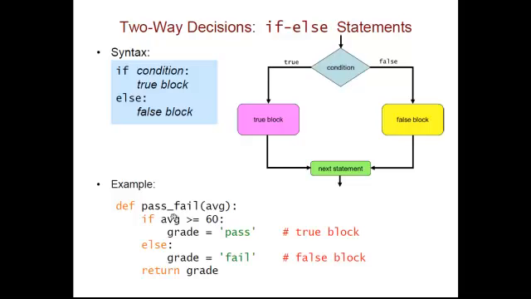Here's an example of a two-way decision. I have a function called pass-fail. It's taking a numeric average. If the average is greater than or equal to 60, we're going to assign the string pass to the variable grade. Otherwise, we're going to assign the string fail to the variable grade, and then we'll return the appropriate string.